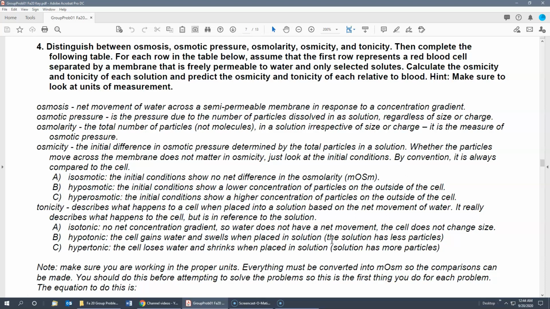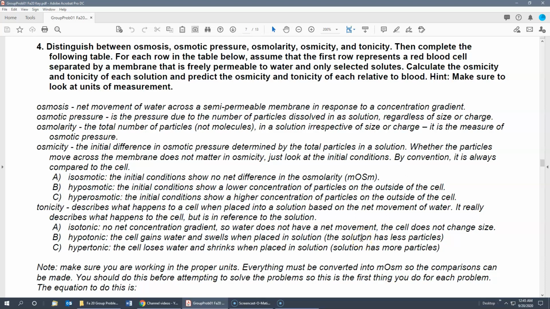Osmicity is a term we don't use very often. It's the initial difference in osmotic pressure determined by the total particles in a solution. So it's what happens first. It's before penetrating particles move and things like that. So it just looks at the initial conditions. By convention, it's always compared to the cell. So you can have an isoosmotic solution where there's no net difference in osmolarity, a hypoosmotic solution where the initial condition has a lower concentration of particles, hypo, outside of the cell. Hyper would be the initial condition would have a higher concentration of particles outside the cell.